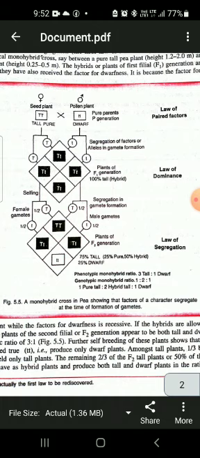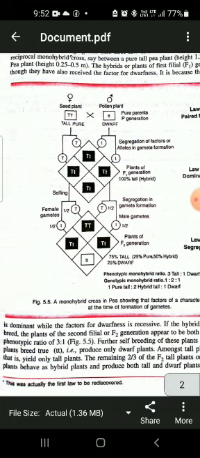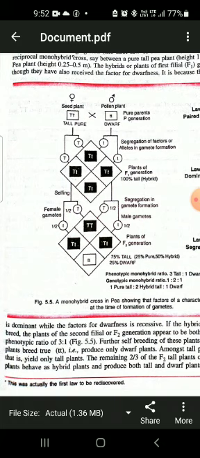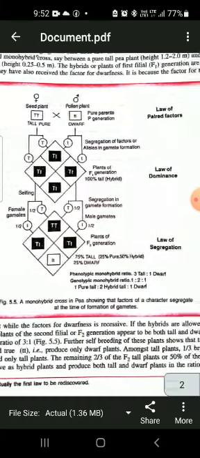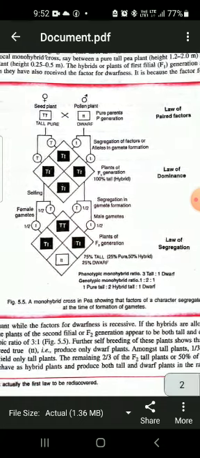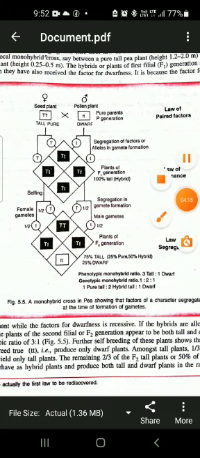capital T, small t, that is heterozygous tall plants, are made, we find that the homozygous dwarf is produced, and hence the ratio, which is called the phenotypic ratio, is represented as 1 is to 2 is to 1. So this is the outcome of Mendel's monohybrid cross.